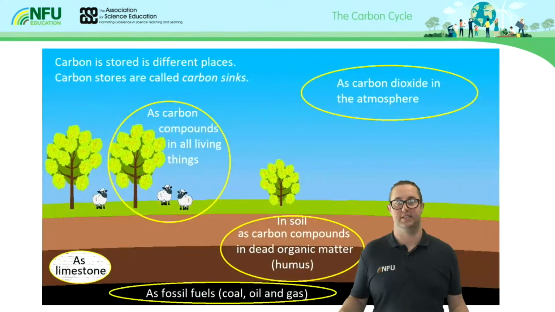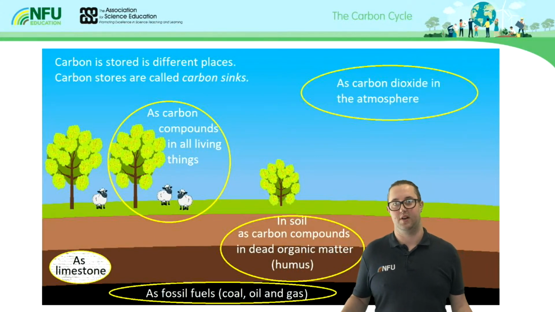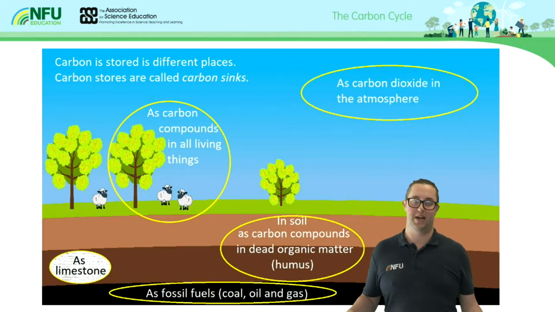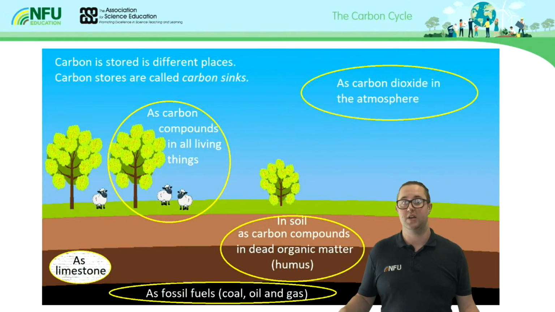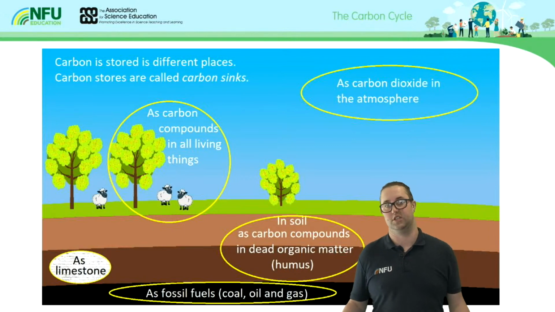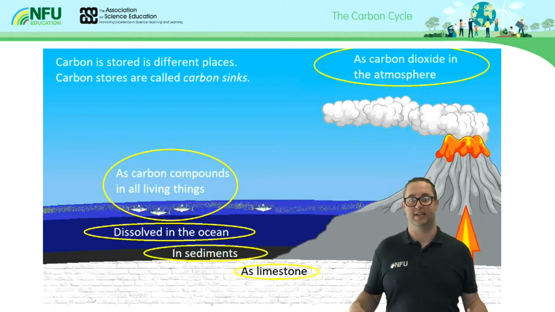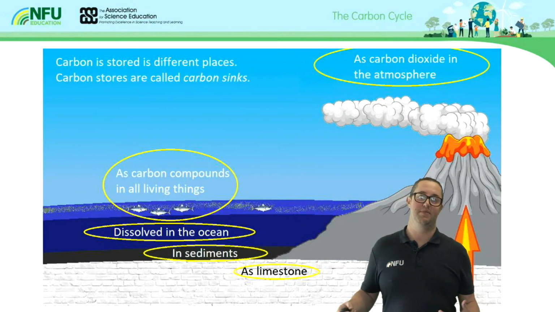So carbon dioxide is stored in different places around the Earth. This image shows it stored as carbon dioxide in the atmosphere, as carbon compounds in all living things, in soil as dead organic matter called humus, as limestone, and as fossil fuels such as oil and gas. Carbon dioxide is also stored as carbon dioxide dissolved in the ocean and within sediments at the bottom of the ocean.